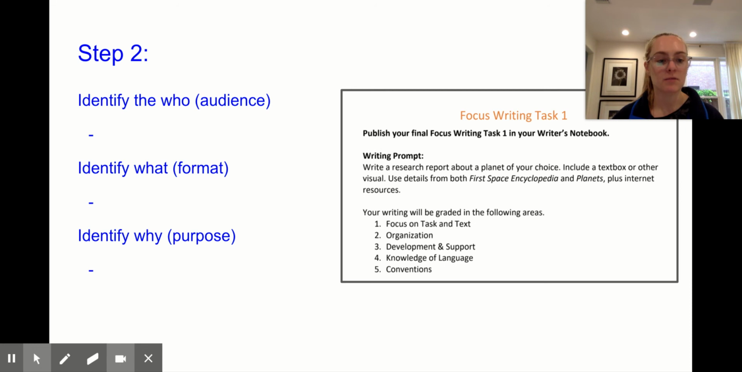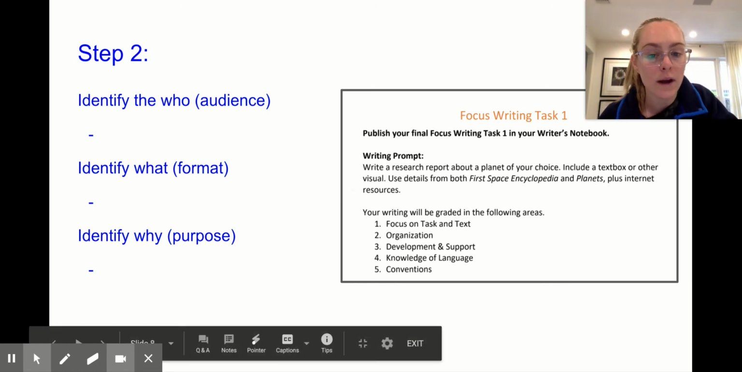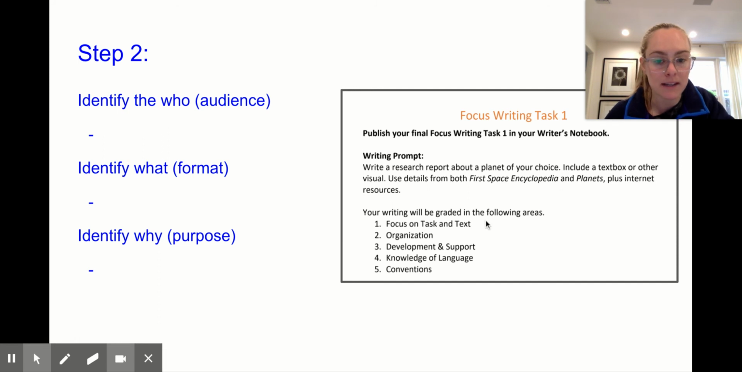Then I want you to think about, what is the format? What are you supposed to be writing? What format are you supposed to be writing in? Well, look at our writing prompt. It tells you in here what writing format you should be writing in. Write a research report about a planet of your choice. You're supposed to be writing a research report. That is the format, because this is an informational writing unit where you're going to give specific details about your planet. And this is where you're going to use details from books that you're going to read in class. And then also we need to do some internet research as well.